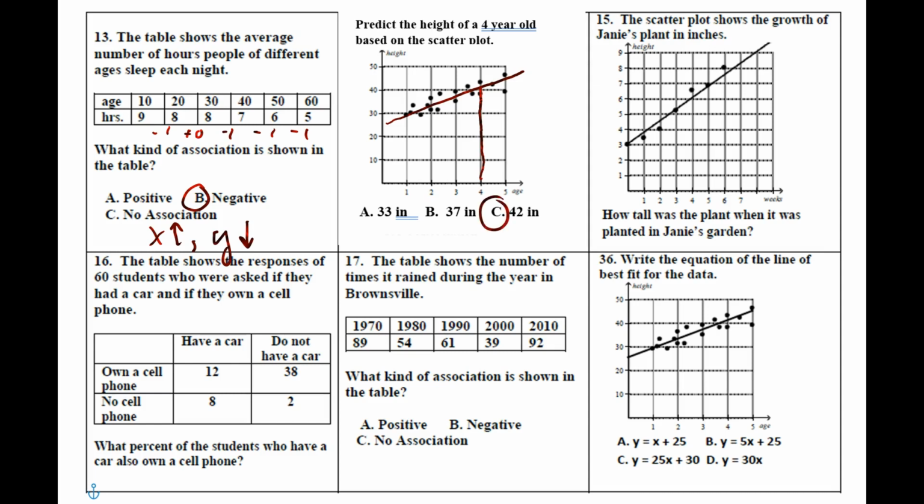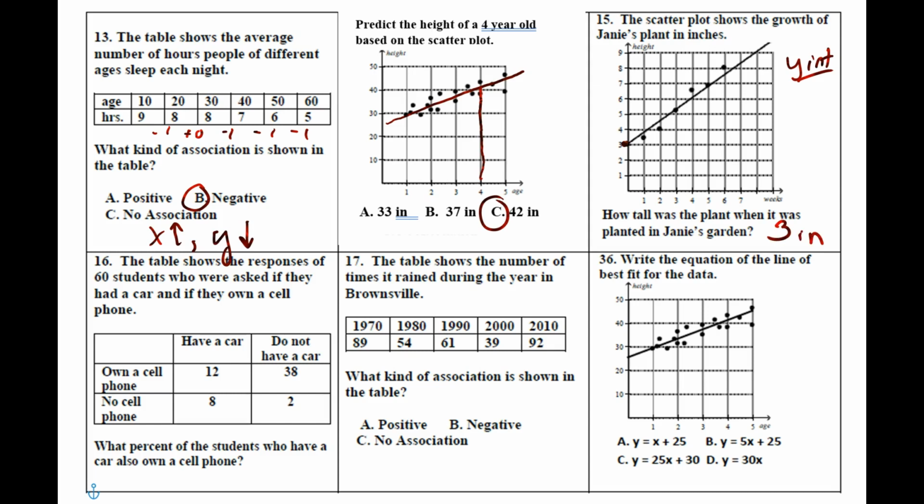Scatter plot shows the growth of Janie's plant in inches. How tall was the plant when it was planted in Janie's garden? Well, if it's talking about this, we're talking about the y-intercept. And it had to be 3 inches. Yep, 3 inches.